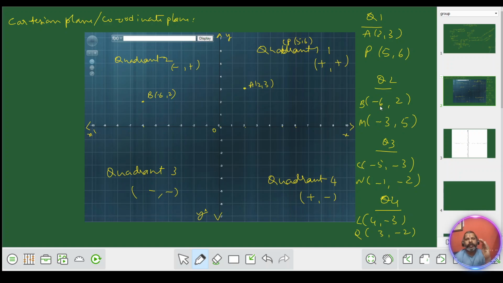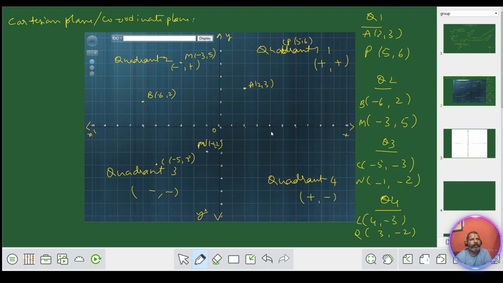Remember, x coordinate is the distance from the y axis, y coordinate is the distance from the x axis. M of minus 3, 5 means minus 3 is here and 5 is here. It is M of minus 3 comma 5. Then C of minus 5, minus 3 means minus 5 on the x-axis and 3 from here. Here, C of minus 5 comma minus 3. Minus 1, minus 2: the x coordinate is minus 1 and minus 2 here. N of minus 1 comma minus 2.